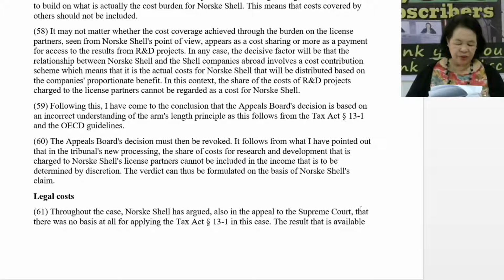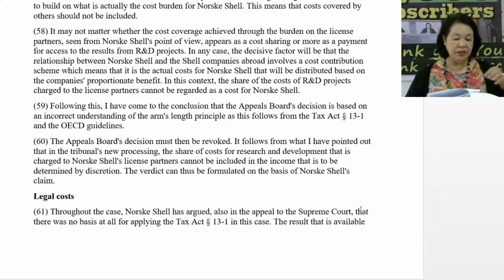So it is a question of a cost contribution scheme, which means that it is the actual cost for Norske Shell that are to be distributed based on the company's proportionate benefit. Of course, if you benefit from the project or the program, then you have to pay also the cost or compensate the benefits. In this context, the share of the cost of research and development projects charged to the licensed partners cannot be regarded as a cost for Norske Shell. It is said that it is not a cost of Norske Shell.